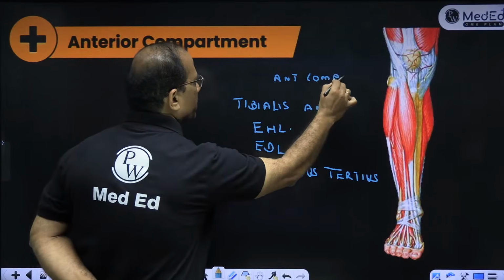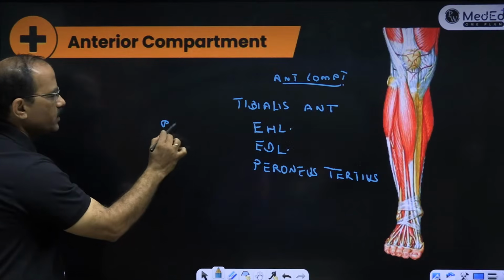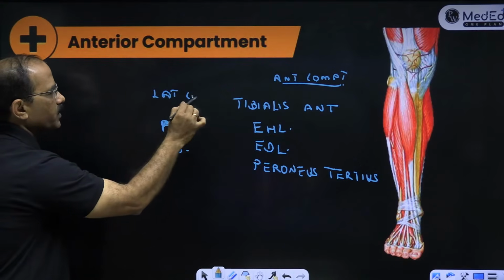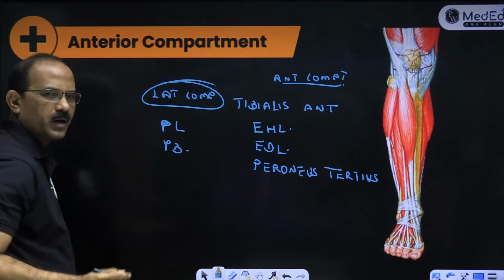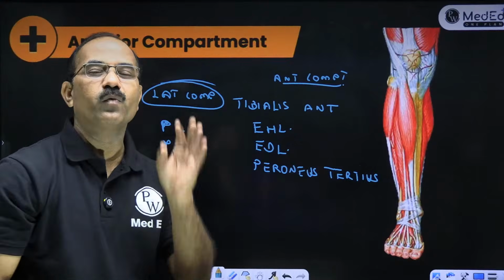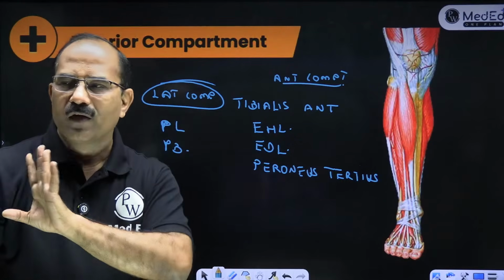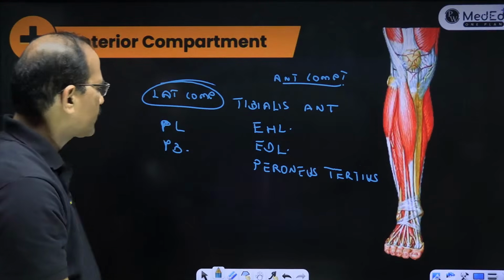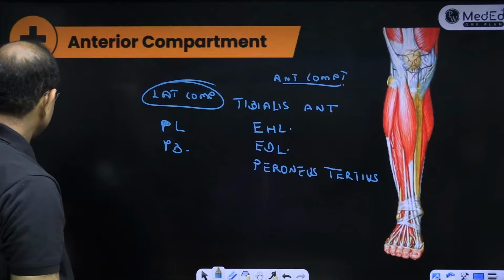And the muscles of the lateral compartment, who are they? Peroneus longus, peroneus brevis. That's in the lateral compartment. Just remember the muscles. In the anterior, posterior and lateral compartments, what is important is the nerve supply. Very important. That's the nerve supply. Children, remember the nerve supply. Fine. So that's about the muscles.